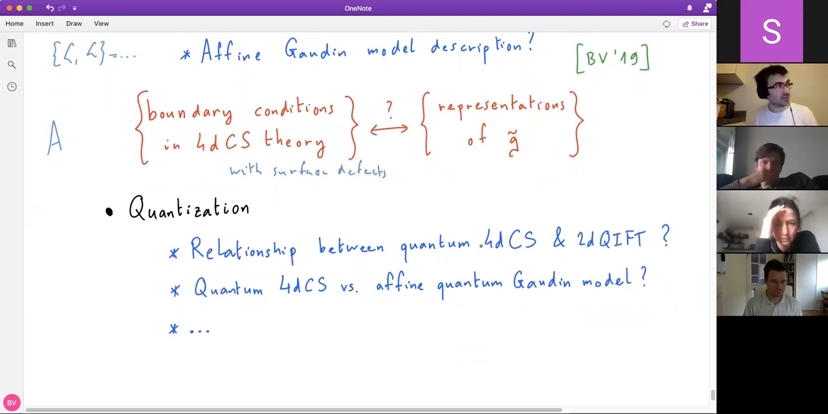So in the steps I've told you for how to actually get a two-dimensional integrable field theory, it looks very classical because I've told you, you need to solve these equations, you need to look at specific families of solutions and so on.